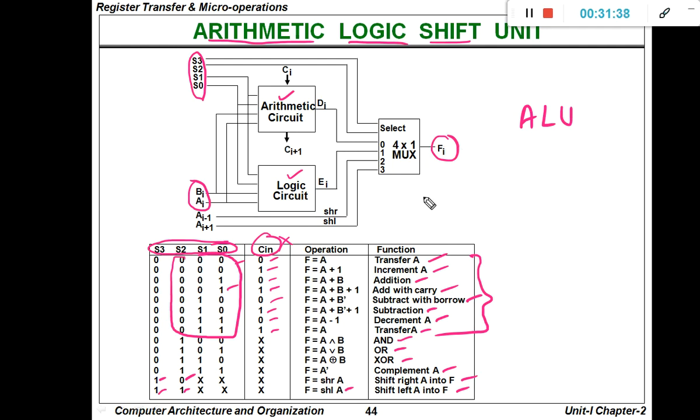Even though this circuit represents a particular operation, based on the i value, multiple operations can be performed using the single arithmetic logic shift unit. These are the topics that we are going to discuss in today's class.